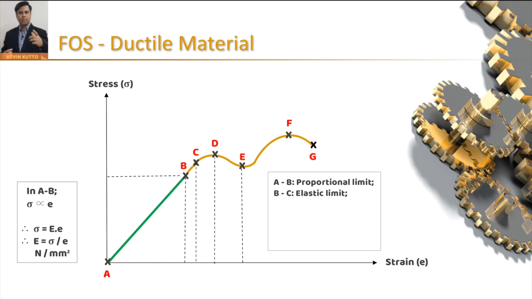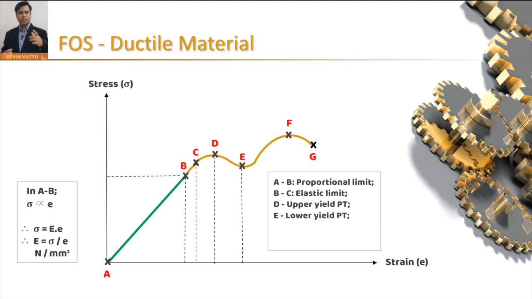Now what is yielding? You may see here that even though your stress is decreasing, your strain is still increasing, right? This is contrary to what happened here. Here you see the stress is increasing and then strain is increasing. But here we see stress is decreasing and still your strain is increasing. This phenomenon is called yielding, which happens in ductile material. So you will find this yielding only in stress strain curves of ductile material, right? Now point D is called the upper yield point, point E is called the lower yield point.